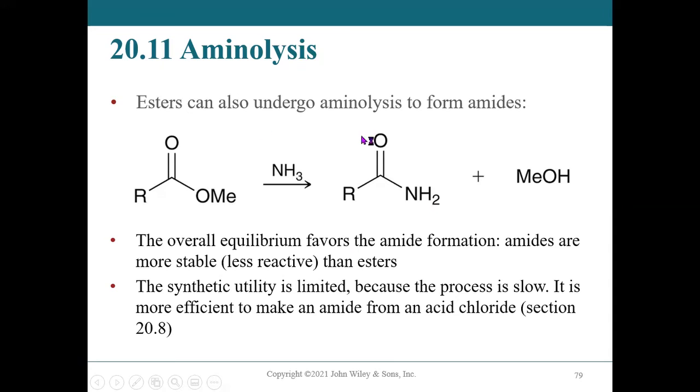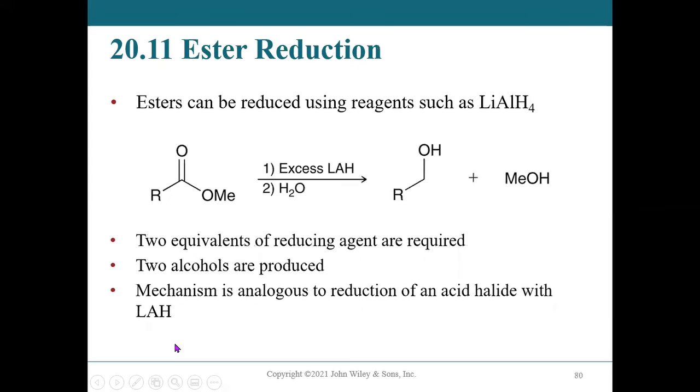Ester can also undergo aminolysis to form amide. So here, ester reacts with amine to produce amide. The overall equilibrium favors amide formation. Amide are more stable and less reactive than ester. The synthetic utility is limited because the process is slow. It is more efficient to make an amide from the acid chloride in section 20.8.